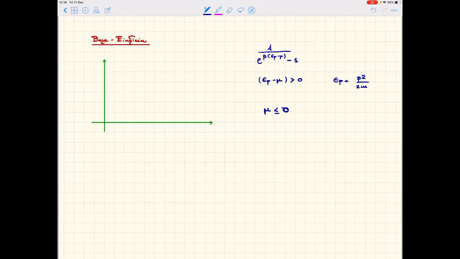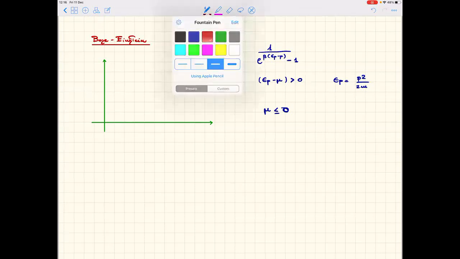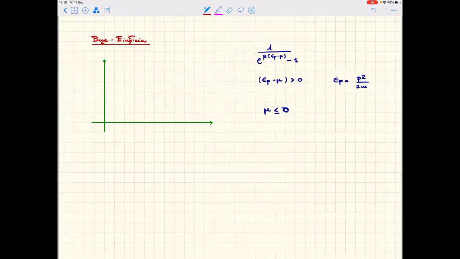And then once we decide this, in general this distribution will start from e to the minus beta mu. So we'll start from here and then go down exponentially. Eventually it will look like e to the minus beta (epsilon_p minus mu), as usual, for large epsilon_p. Right? But mu is always sitting here. Mu is always negative.